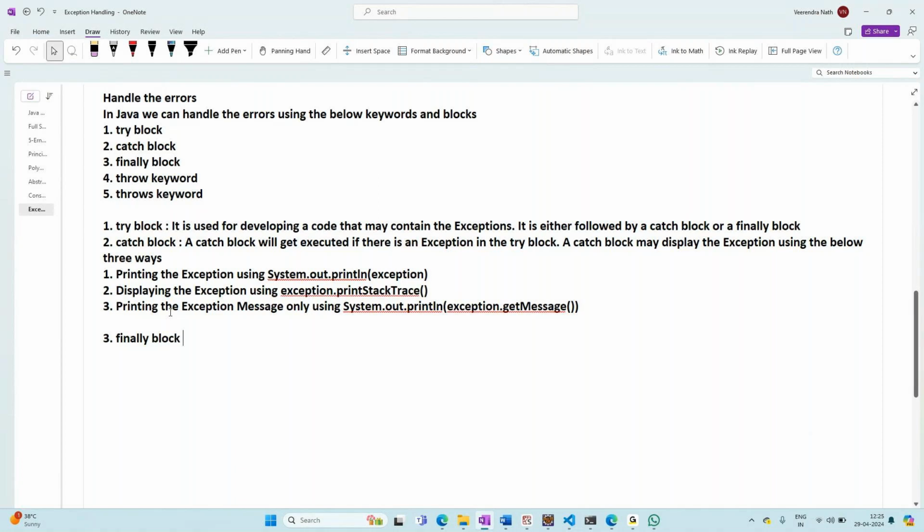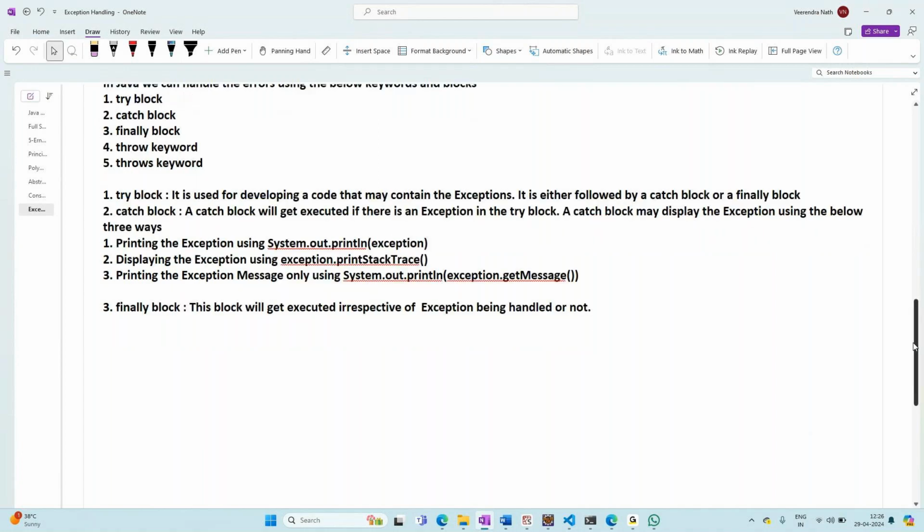So finally block, this block will get executed with or without exception being handled or not. It does not worry about the exception being handled or not. It is going to be executed compulsorily. This block will get executed irrespective of the exception being handled or not.